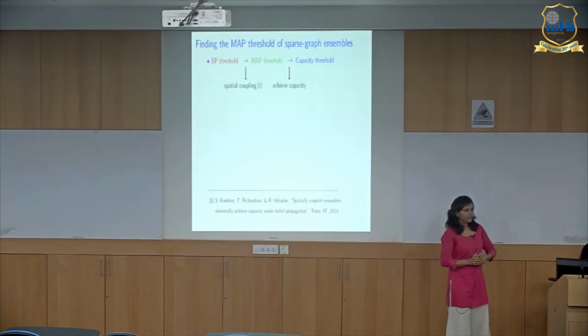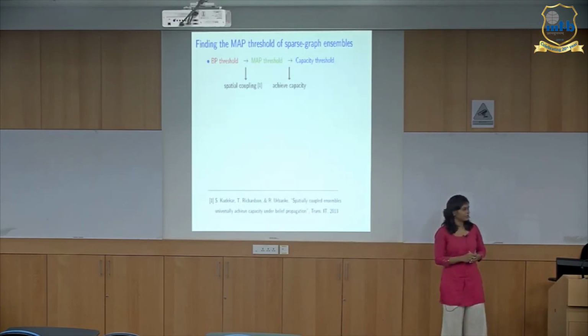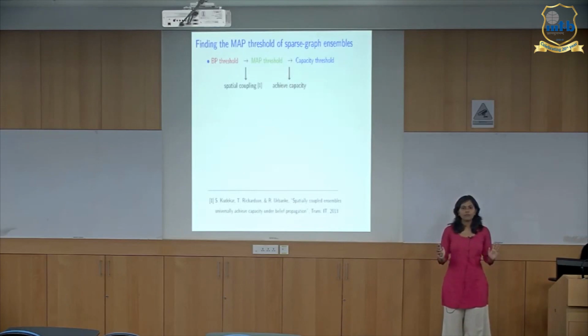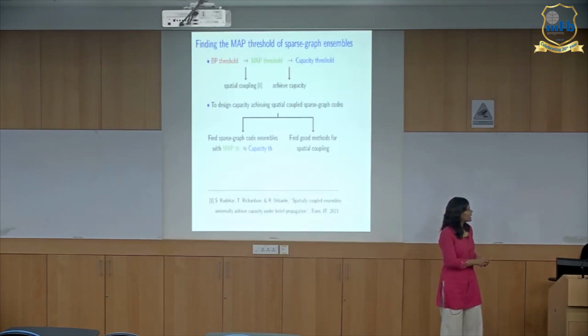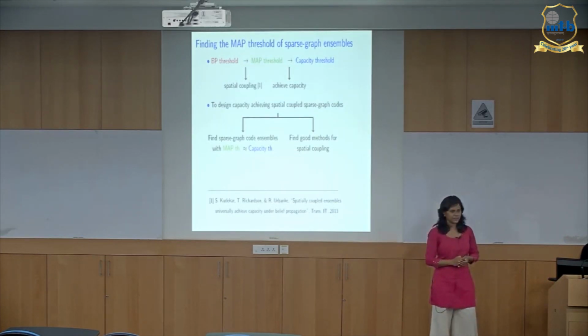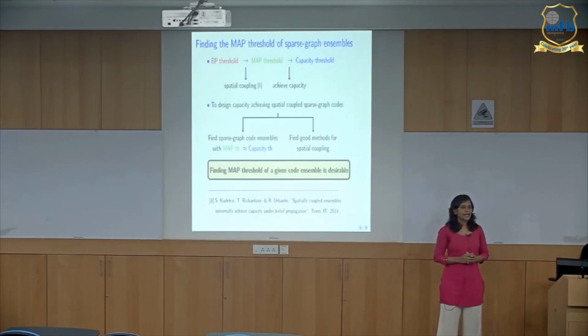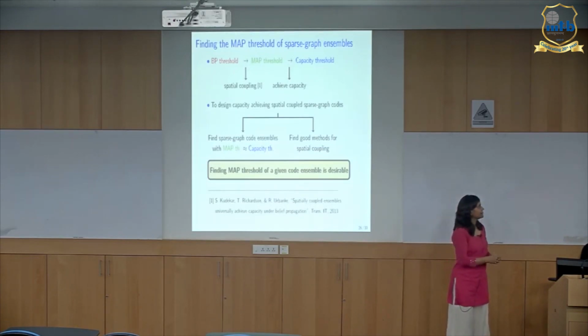In the last slide we saw that the BP threshold approaches the MAP threshold via spatial coupling. So now suppose I want to design a capacity achieving code via spatial coupling. Then this design process can be divided into two parts. First, I should be able to identify a family of codes whose MAP threshold is close to the capacity threshold, and then I can devise some good methods for the spatial coupling. In the literature, these good methods are already available, and here we try to tackle the first problem, which is finding the MAP threshold of a given code ensemble.